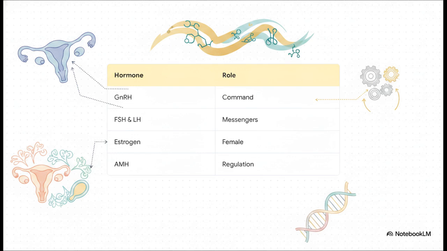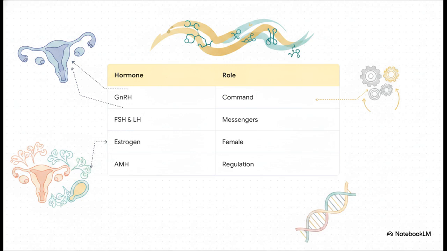The pituitary responds to that by releasing FSH, follicle-stimulating hormone, and LH, luteinizing hormone. What's really fascinating here is that FSH and LH act as vital messengers in both genders. They just have totally different target outcomes depending on whether they're acting on ovaries or testes.